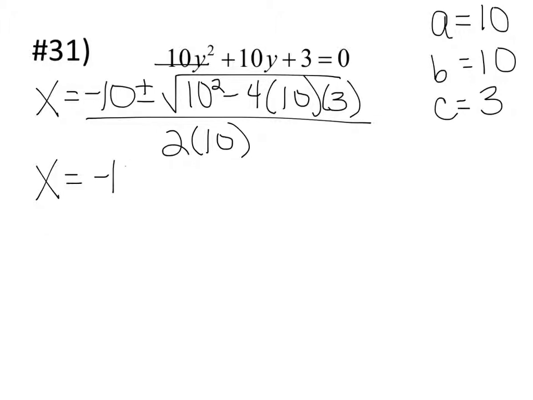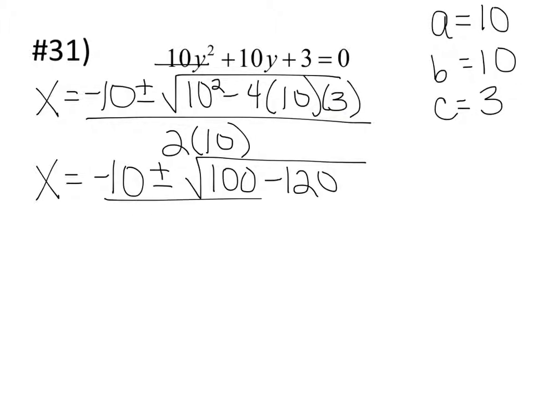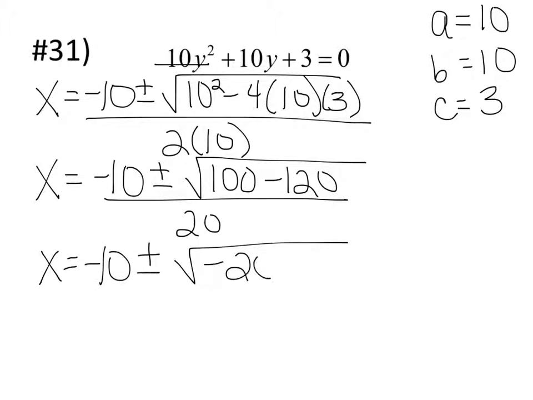So x equals -10 plus or minus the square root. 10 squared is 100. -4 times 10 is -40. Times 3 is -120. All over 20 because 2 times 10 is 20. So x equals -10 plus or minus the square root of -20 because 100 minus 120 is -20. All over 20.